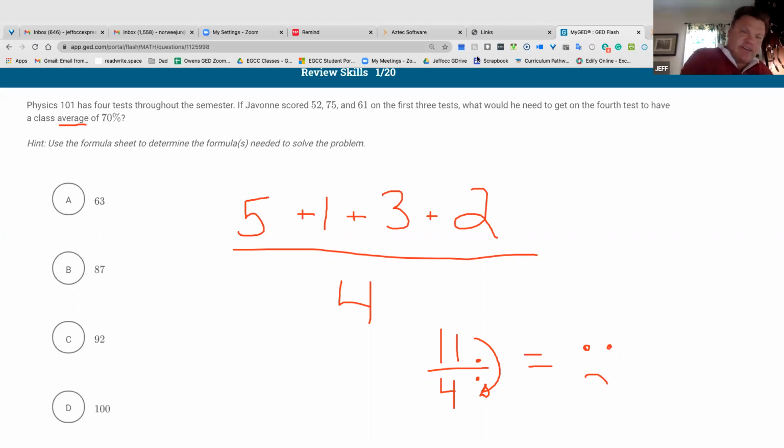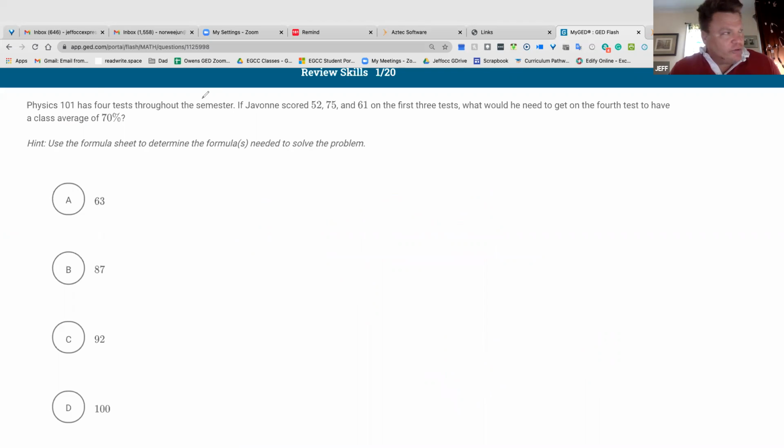So that's normally how they do an average question. Here's a bunch of statistics. Usually they don't put them in order, and it's nicer to have things in order from lowest to highest, and then divide by the number of numbers. How GED may very well ask a question is the way they're doing it right here. Physics 101 has 4 tests throughout the semester. If Giovanna has scores of 52, 75, 61 on the first 3 tests, what would he need on the 4th test to get to a 70%?